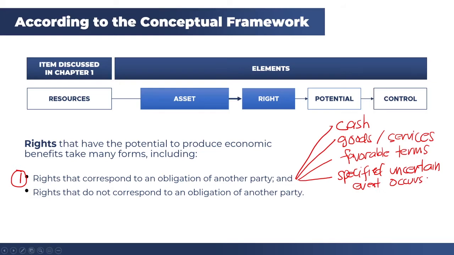If you're taking an exam, it's better to memorize all of these four since these are specifically stated in the standard. The second one are the rights that do not correspond to an obligation of another party. There are two things that were enumerated here. Rights over physical objects. And lastly, rights over intellectual property.